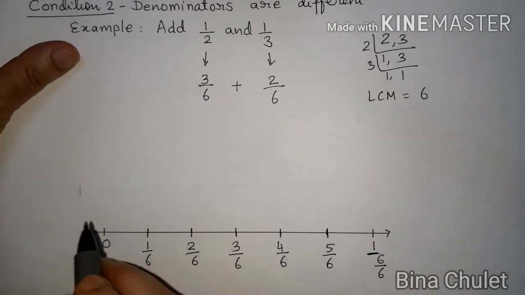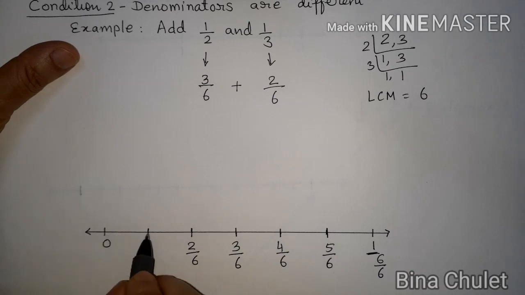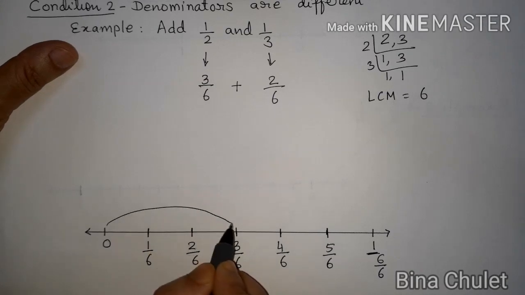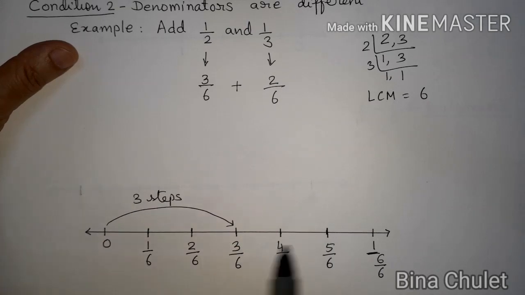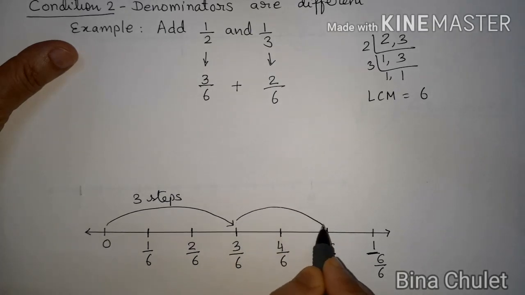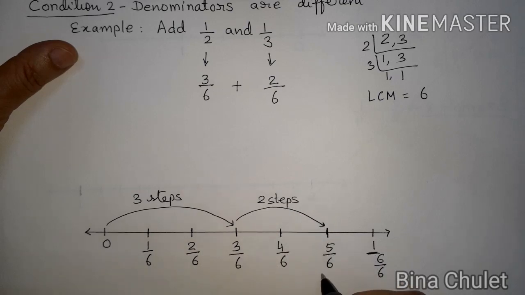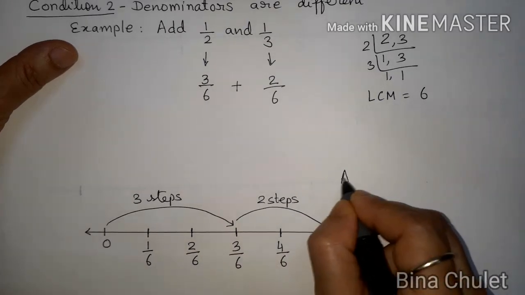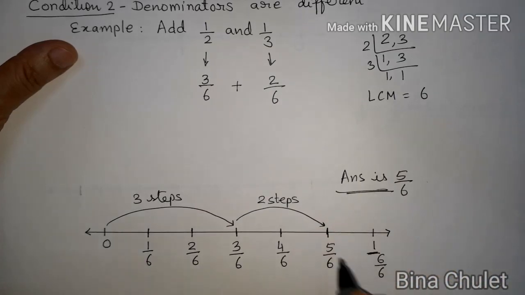Numerator is 3. So from 0 to the right we move 3 steps. We never count 0. We count after that. Okay? So 1, 2, 3. We move here. 3 steps. Then 2 steps from here. 1, 2. 2 steps. So we get 5 upon 6. It means our answer is 5 upon 6. We have reached this number.